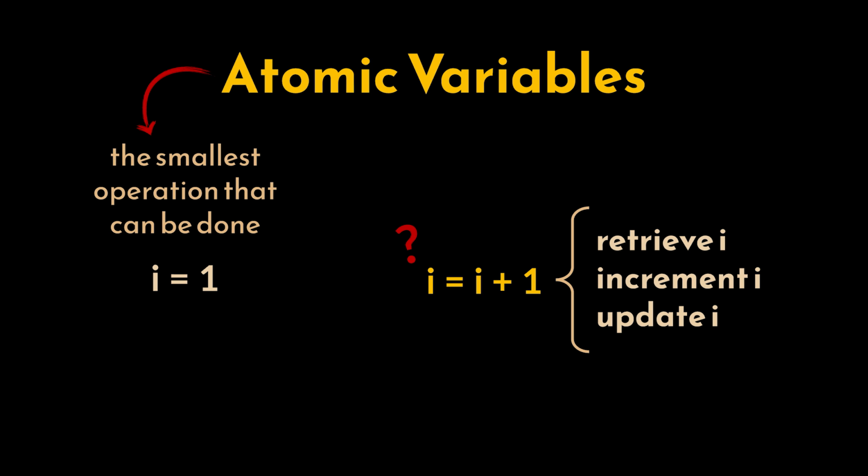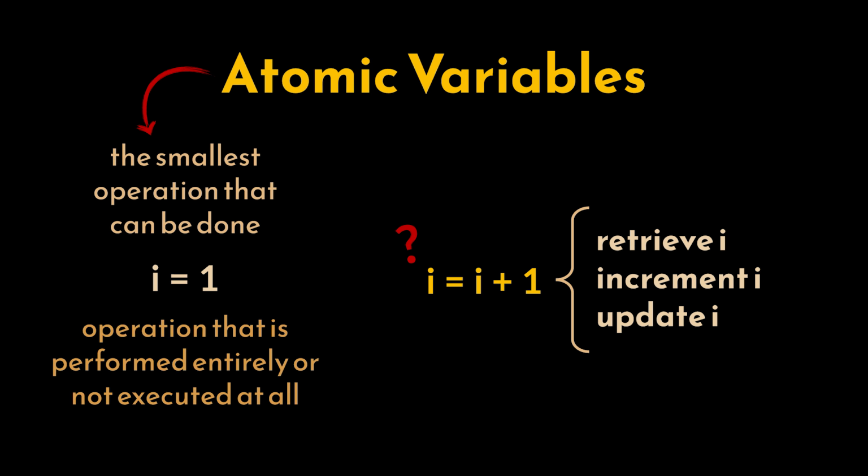So, atomic operations are not only the smallest operations there are, it is also an operation that is performed entirely or not executed at all, similar to a database transaction. We can't retrieve half of the variable I, either we retrieve it or not. That is exactly where the word atomic comes from in the atomic variables. Operations executed on atomic variables are either executed entirely or aren't at all. Let's take a look at a few examples in code.